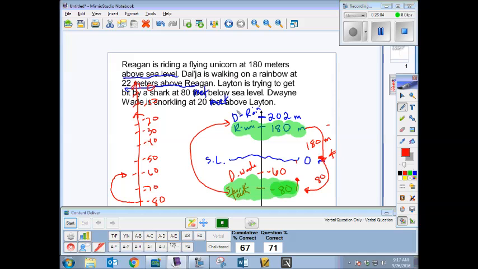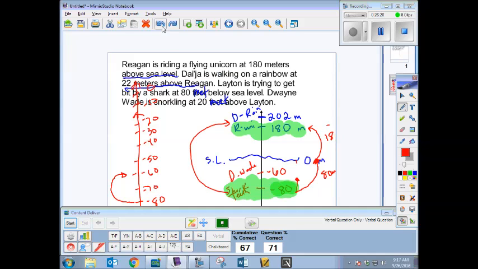It could go the other way. Let's say that he's down there with the shark, and all of a sudden he says, you know what, I'm going to jump out like we talked about, like a dolphin. How far is he going to have to travel just to get to the top of the water? 80 meters. How far then would he have to travel to get up to where she is? 180. Does that make sense?